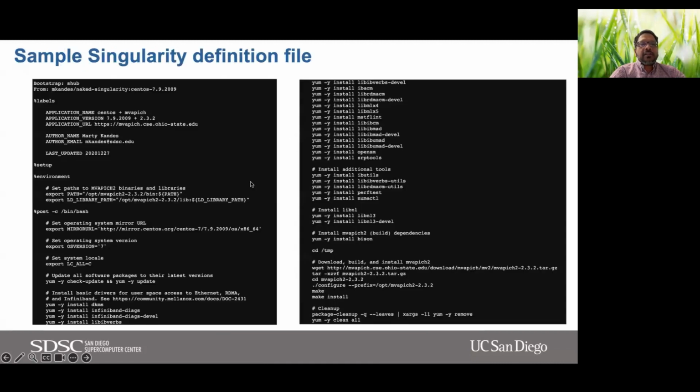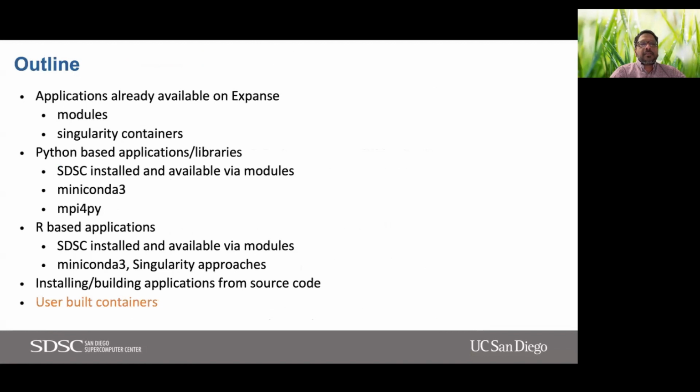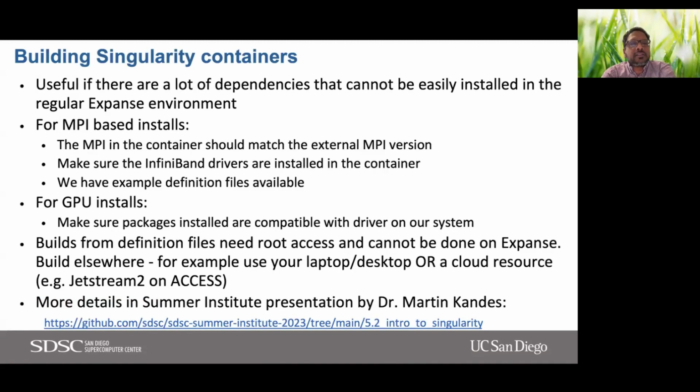So basically, that is the building from source part. And the last thing I want to go into is user built containers. I showed you how you can build a Singularity container from a Docker container. That's pretty quick and easy to do.